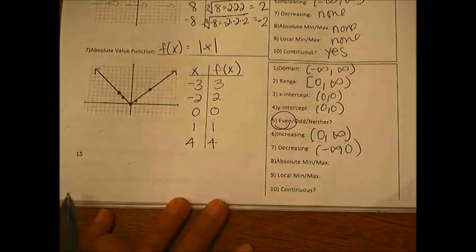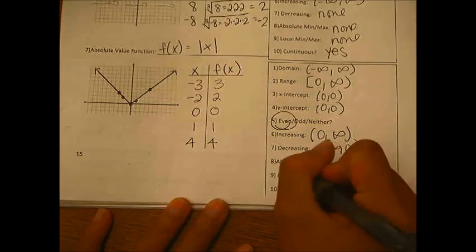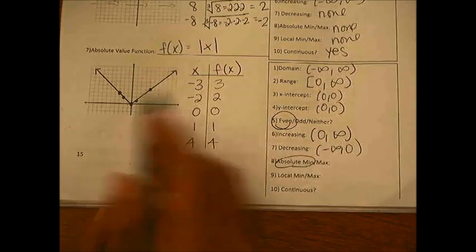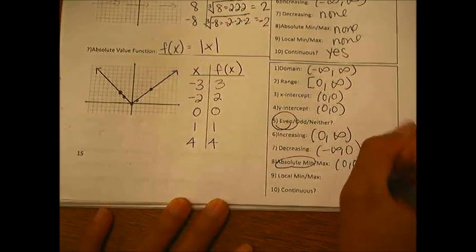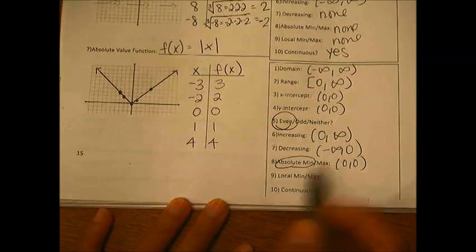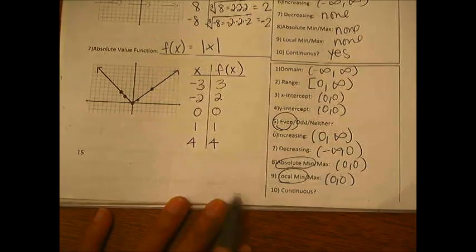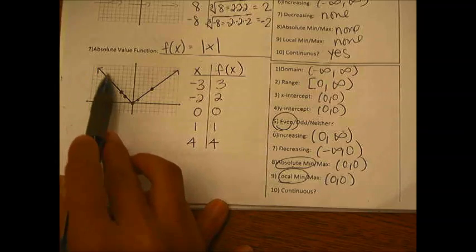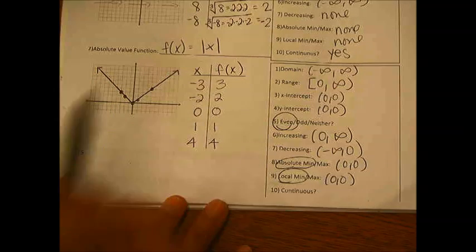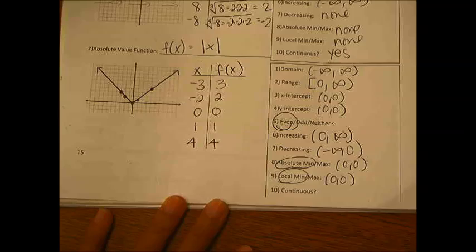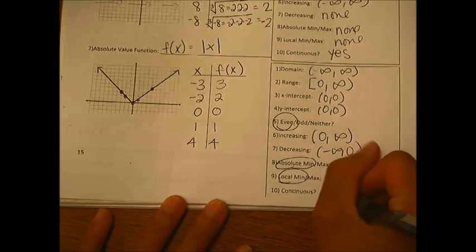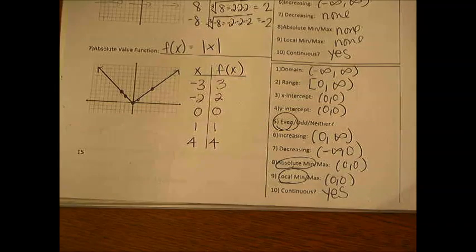Do we have an absolute minimum or absolute max? Is it the lowest point that we can see? Yes, the lowest point we do have. The lowest point is at 0, 0. And because we have an absolute min, we also have a local min. Is it continuous, meaning can I sketch this entire curve without lifting up my pencil? The answer is yes, indeed.